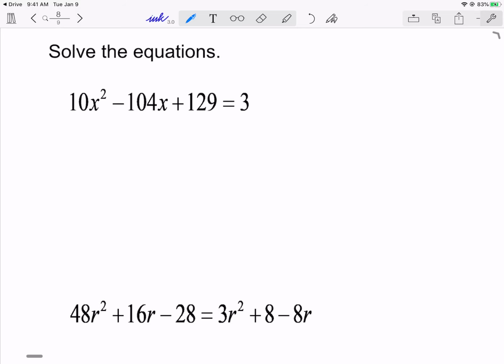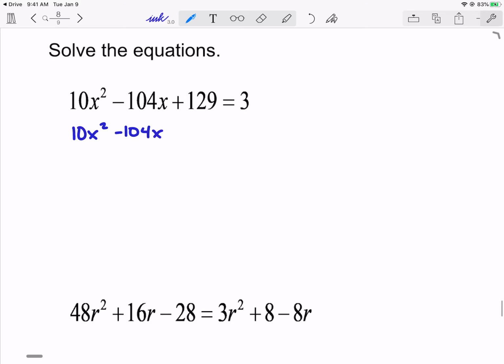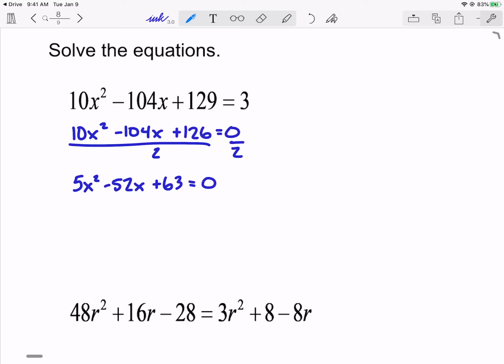All right, so now I got one where I've got a 3 on the other side. Well, I want to subtract the 3 from both sides in order to get 0 on the right side. Now I notice all these numbers are even, so I'm going to divide by 2. So one thing I can be doing, if I write this out a different way, is divide both sides by 2 instead of factor out a 2. That's another way to think of it. So then I've got 5x squared minus 52x plus 63. 0 divided by 2 is 0.